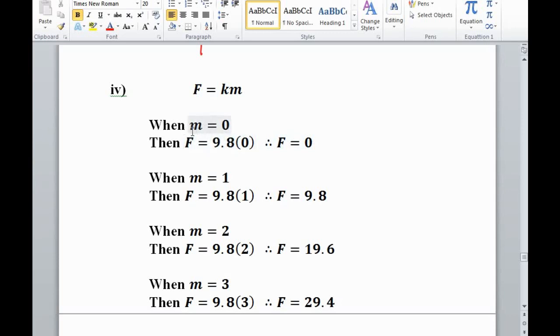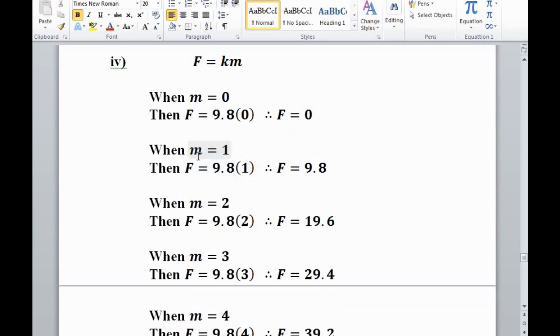Let's take mass M equals 0. If the mass of the block is 0, then the required force will be definitely 0. This can be calculated by F equals 9.8, which is the value of constant K, multiplied by M. Since M is 0, 9.8 multiplied by 0 equals 0. For the second value, M equals 1, let's calculate F, the required force. So 9.8 multiplied by M equals 9.8.